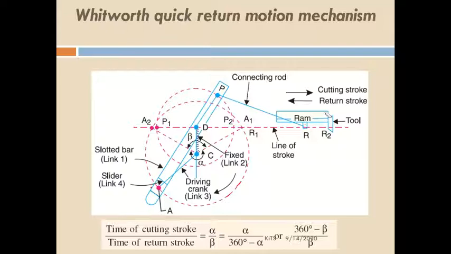So this is how the ram is working. When the crank rotates, the piston slides inside the slotted bar. That makes the slotted bar oscillate. That oscillating motion finally oscillates the connecting rod. That will end up in moving the ram.